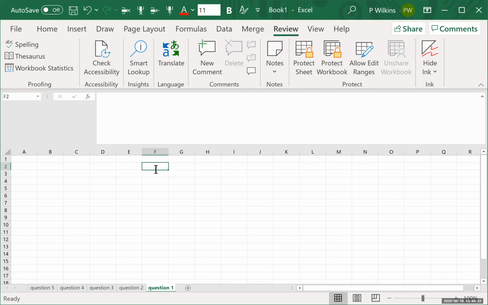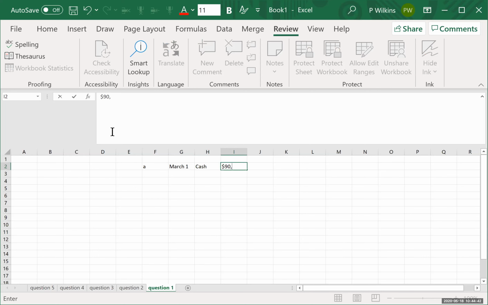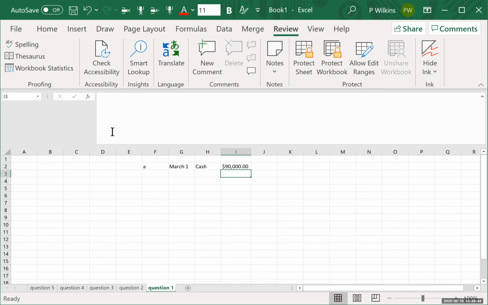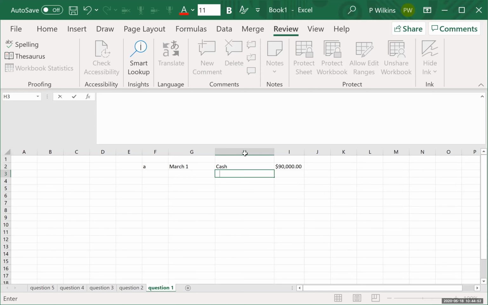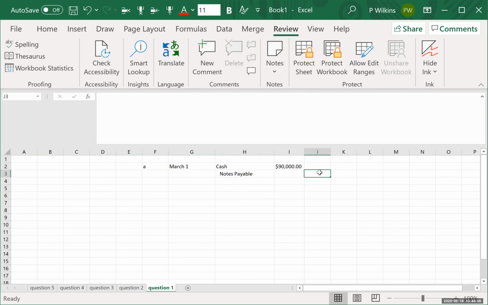So this is A. So March 1, you're going to debit cash, $90,000. And you are going to credit notes payable, $90,000. Okay, so that's A.